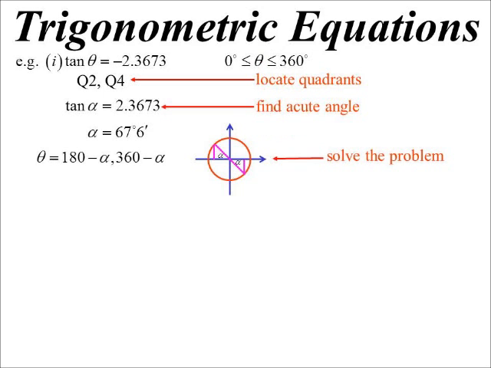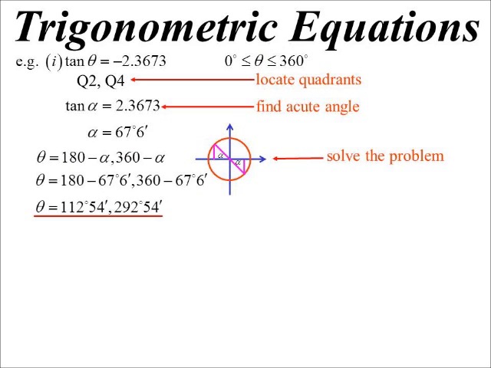So now we go and solve the actual problem. I've got all the information I need. I know the acute angle. I know which quadrants we're in, so I can put it all together. There's a quick little diagram there. If I'm in the second quadrant and the fourth quadrant, then I want 180 minus the acute angle, and I want 360 minus the acute angle. So subtract 67.6, and I get my two answers: 112.54, 292.54. So basically that's the process we go through when we're solving a trig equation. Work out which quadrants we're in, find how big the acute angle would be, and then tie the information together to come up with our solution.